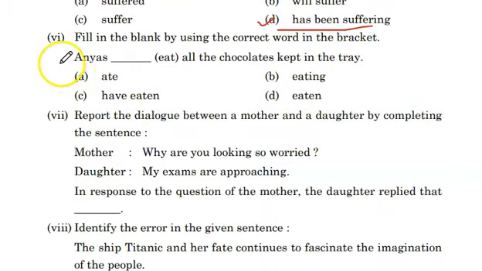Moving on to question number 6. Fill in the blank by using the correct word in the bracket. Anya blank all the chocolates kept in the tray. Ate, eating, have eaten, eaten. Answer will be ate. Why? Because the sentence is talking about the past time and there is no other option which is correct according to the singular subject Anya. Eating cannot go, eaten is the past participle, and have eaten is plural, and Anya is singular. Therefore the correct answer will be A.